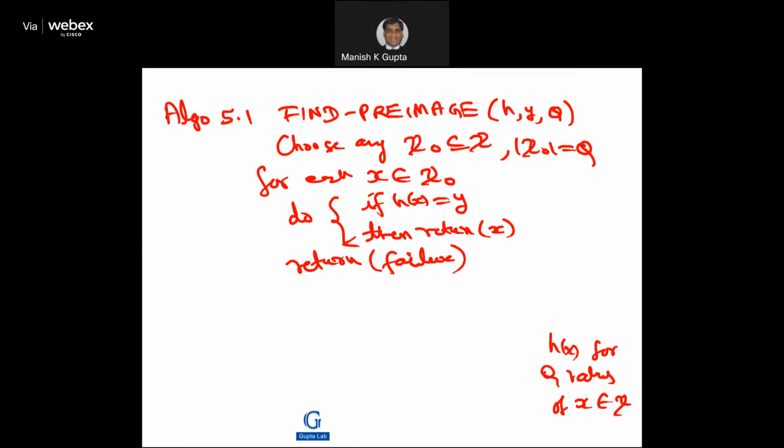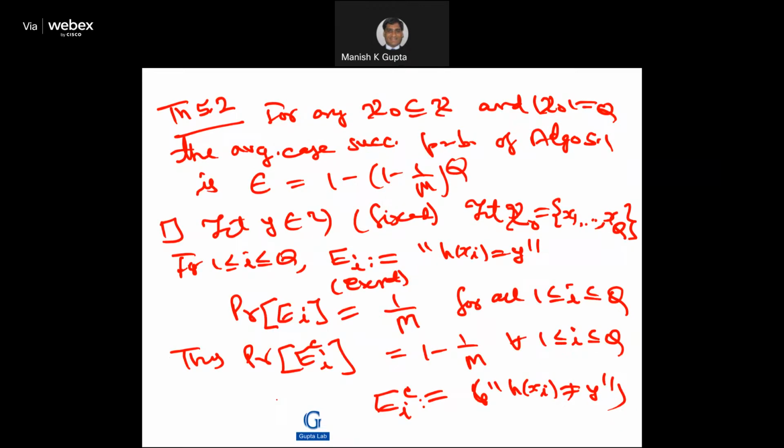So I think I have shown you the average case success probability for this algorithm is 1 minus (1 minus 1 by m) raised to power q. So we have already done this proof.